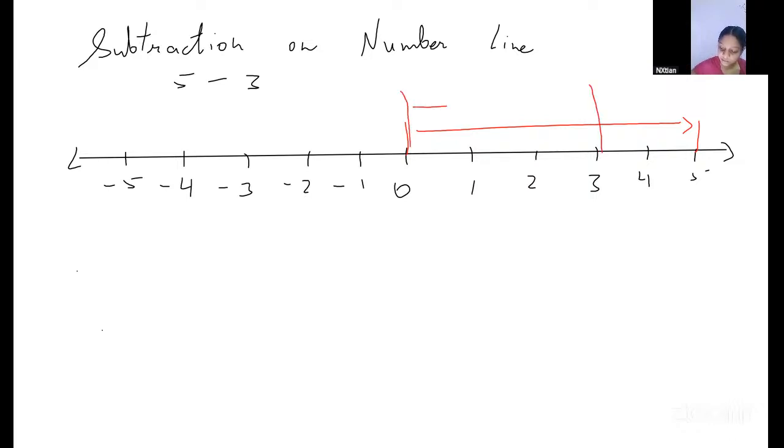From 0 to 3 is this much. Okay, I have subtracted. So what is remaining? This much is remaining. How many numbers? 2. How many places? 2. So 5 minus 3 is going to be 2. Okay, understood? Very simple.